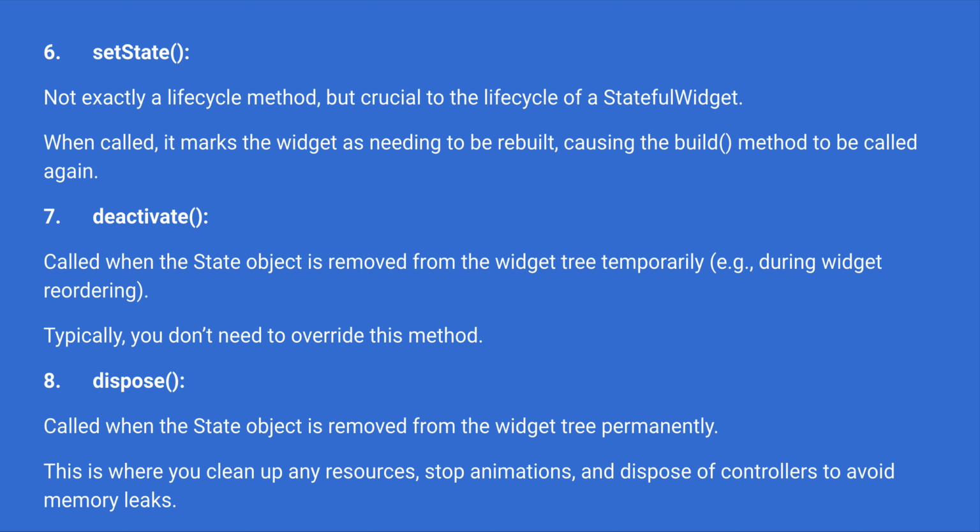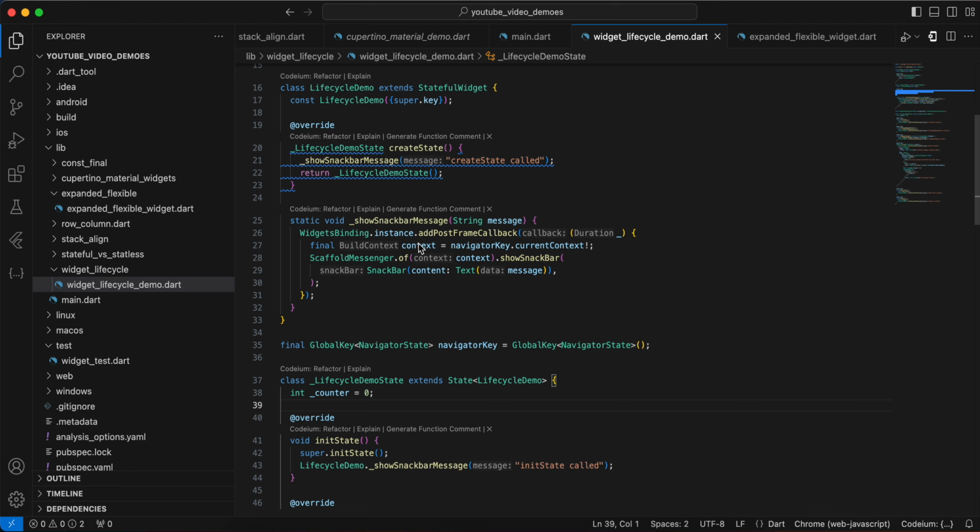Okay, and deactivate is called when the state object is removed from the widget tree temporarily, for example during widget reordering. Typically, you don't need to override this method. Then the dispose method is called when the state object is removed from the widget tree permanently. This is where you clean up any resources, stop animations, and dispose of controllers to avoid memory leaks. Okay, so here is the example.